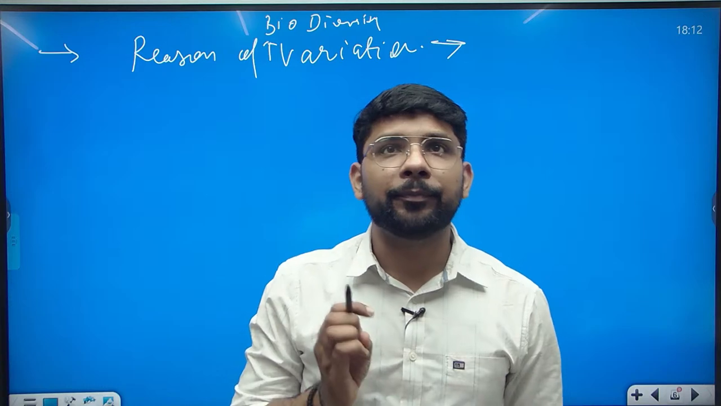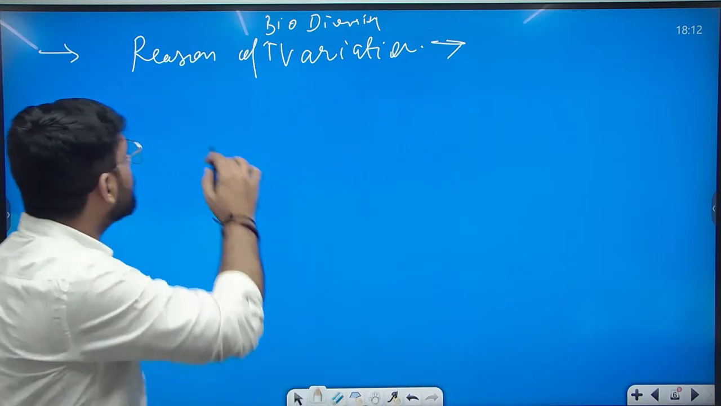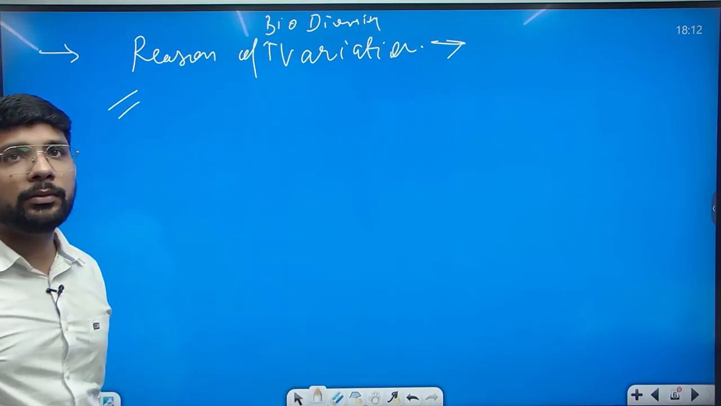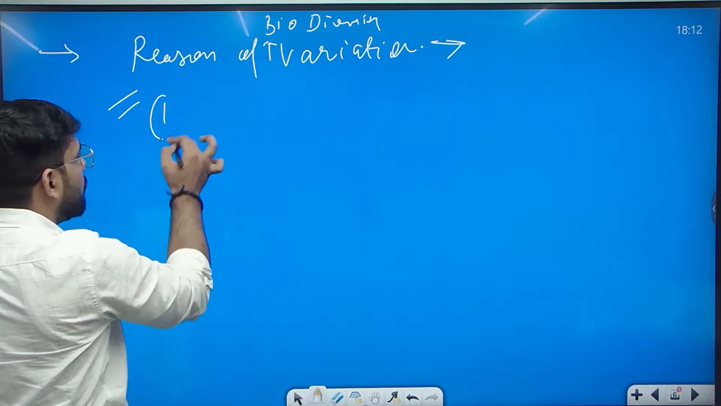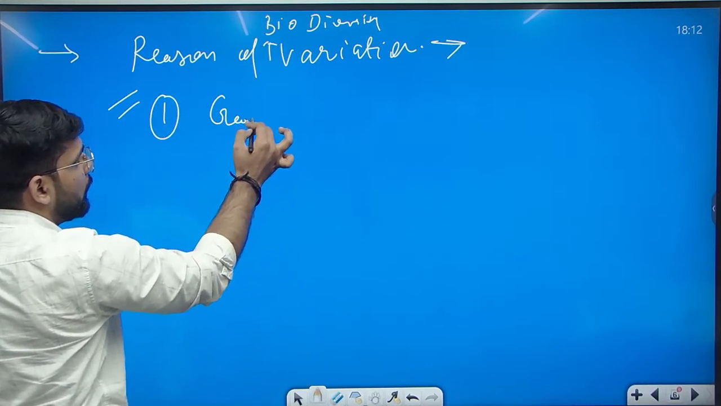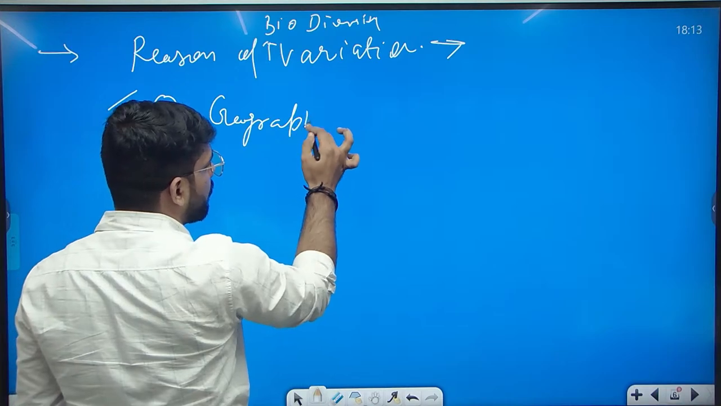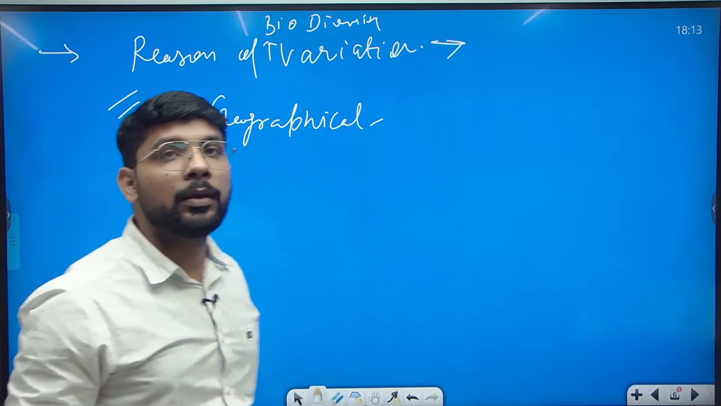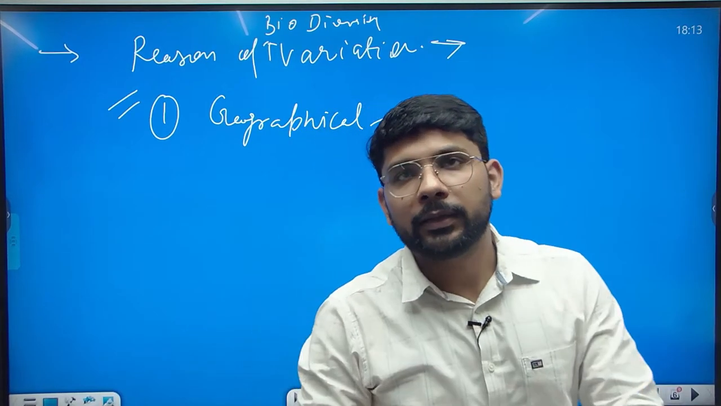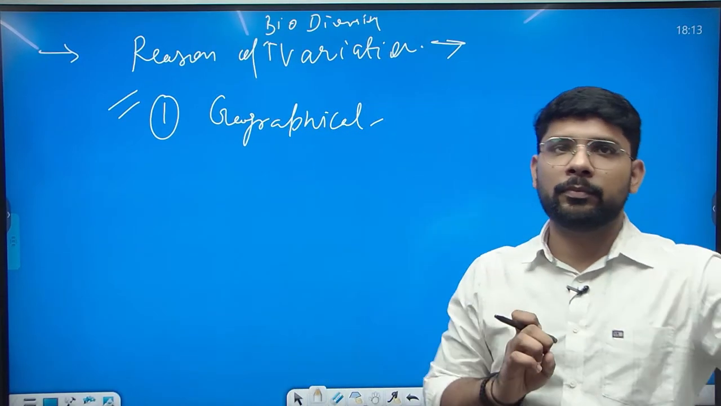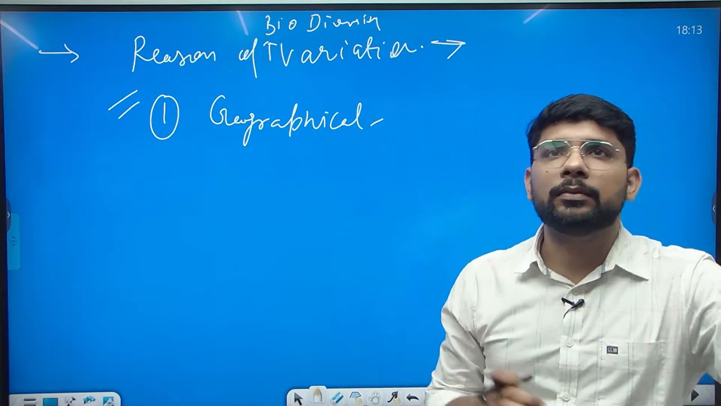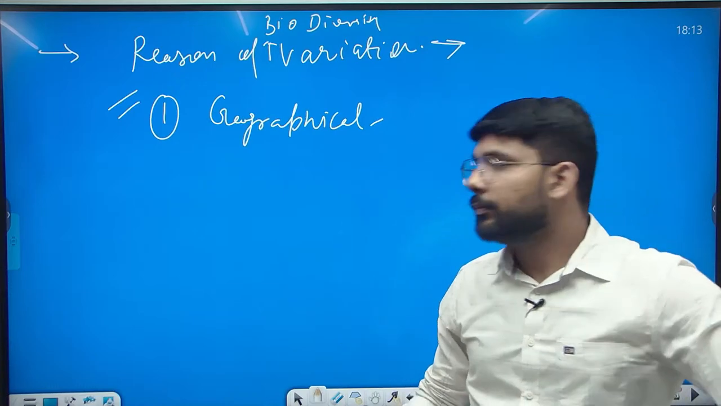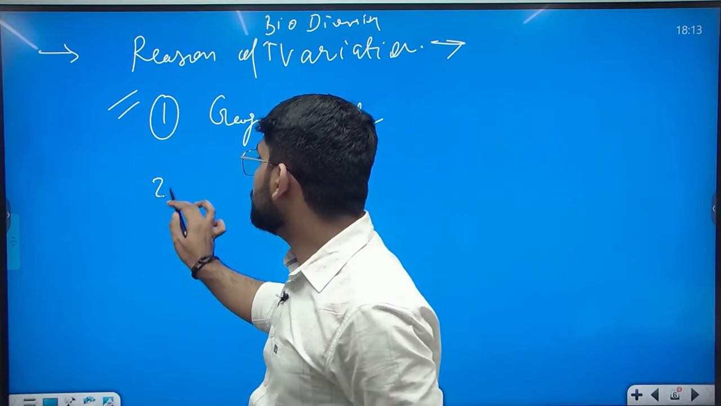Hi Siddhant, hello. The reason for the variation may be geographical, due to different temperature, environment, and weather, which can be a reason for the variation. The second reason for variation is the habitat.